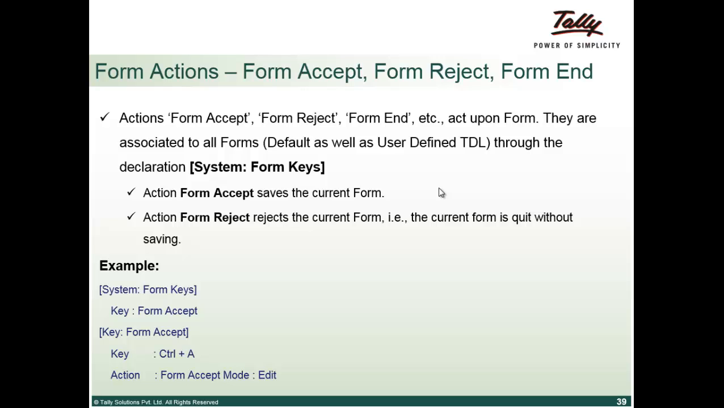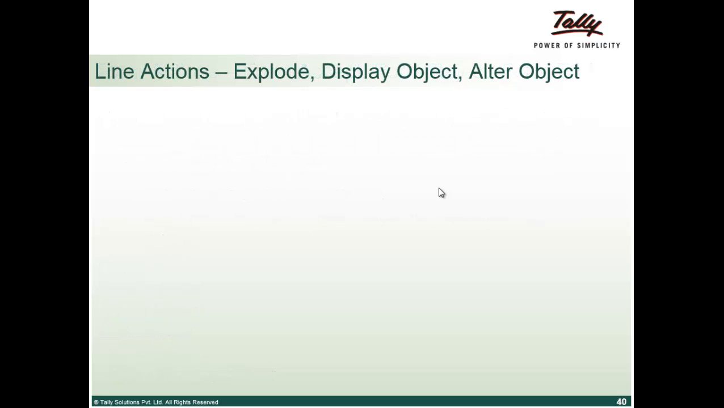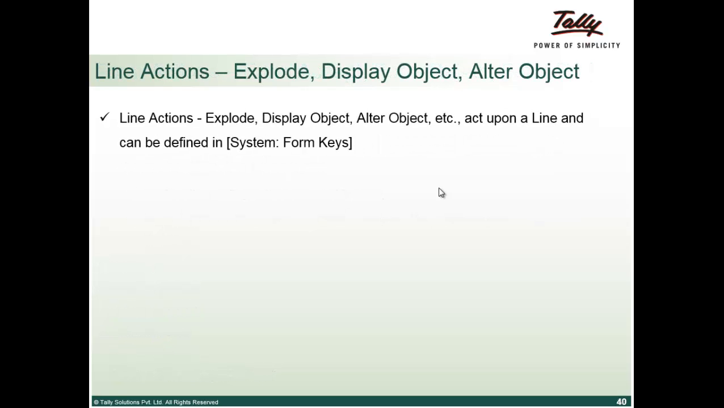This is just an example of the form accept key. So moving on to the next object specific action, that is line actions. In the line level, what are the actions that can be executed? One is explode, next is display object, next is alter object.